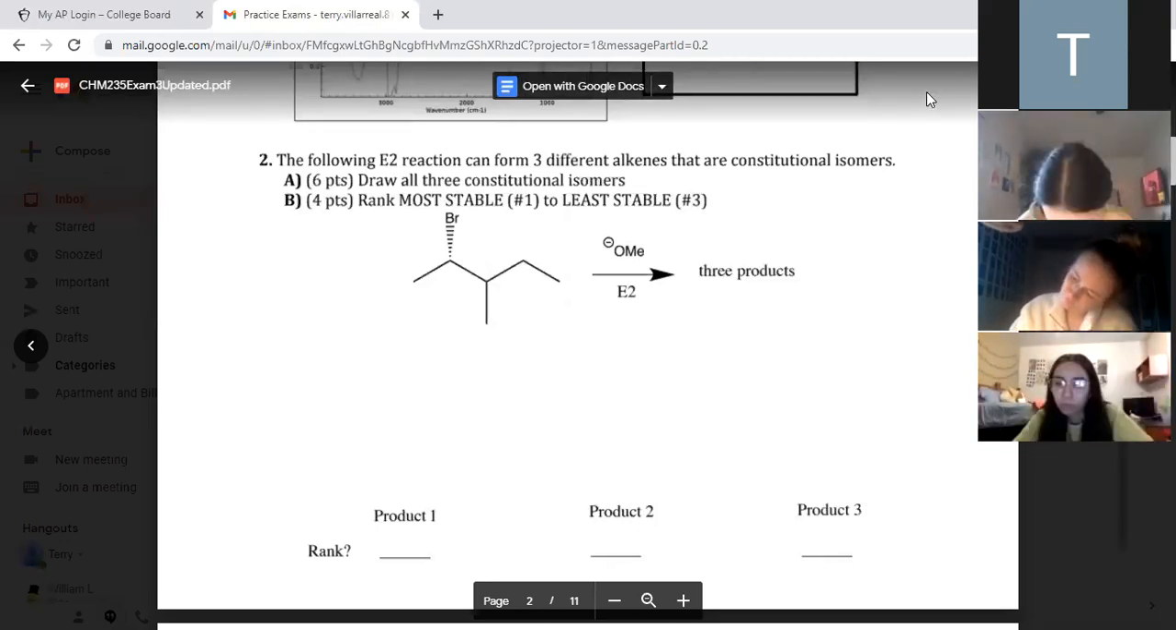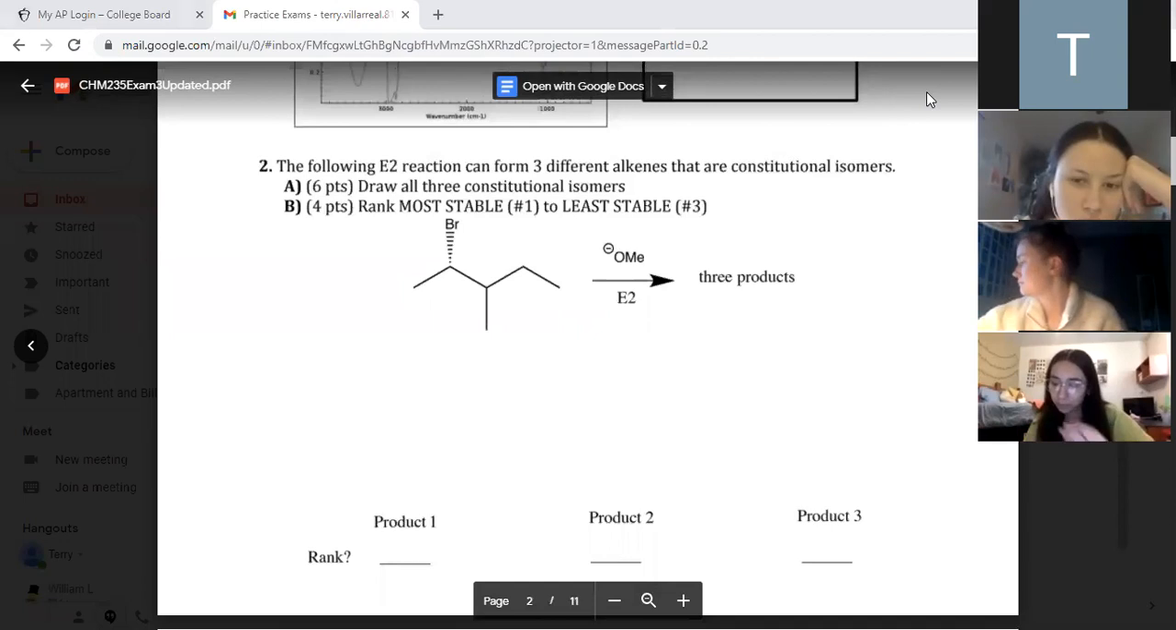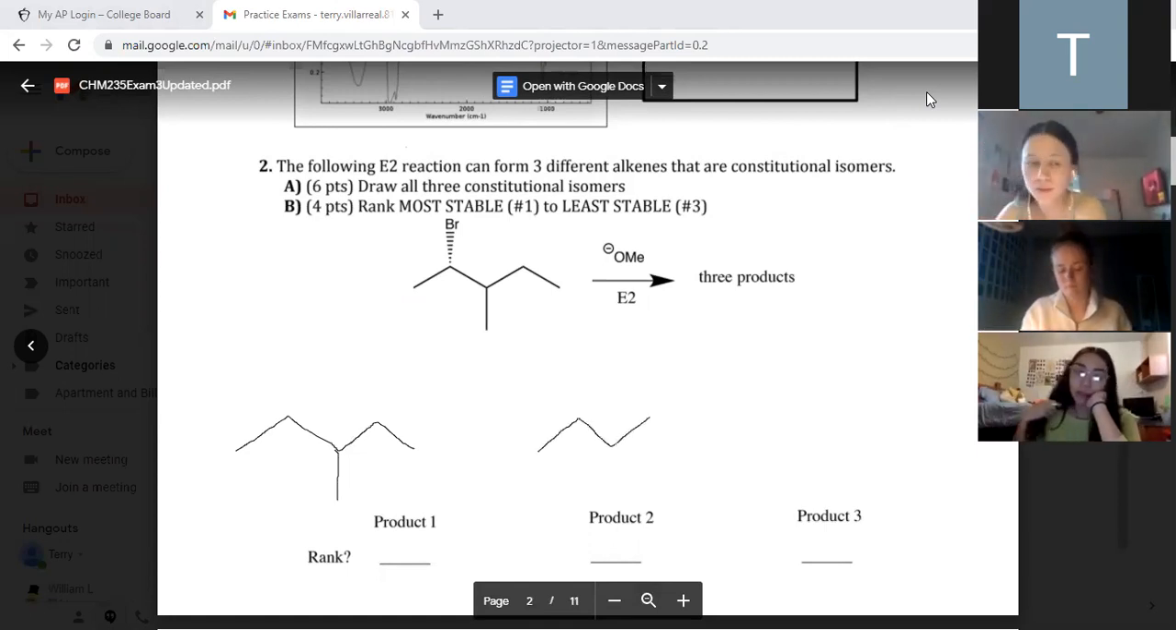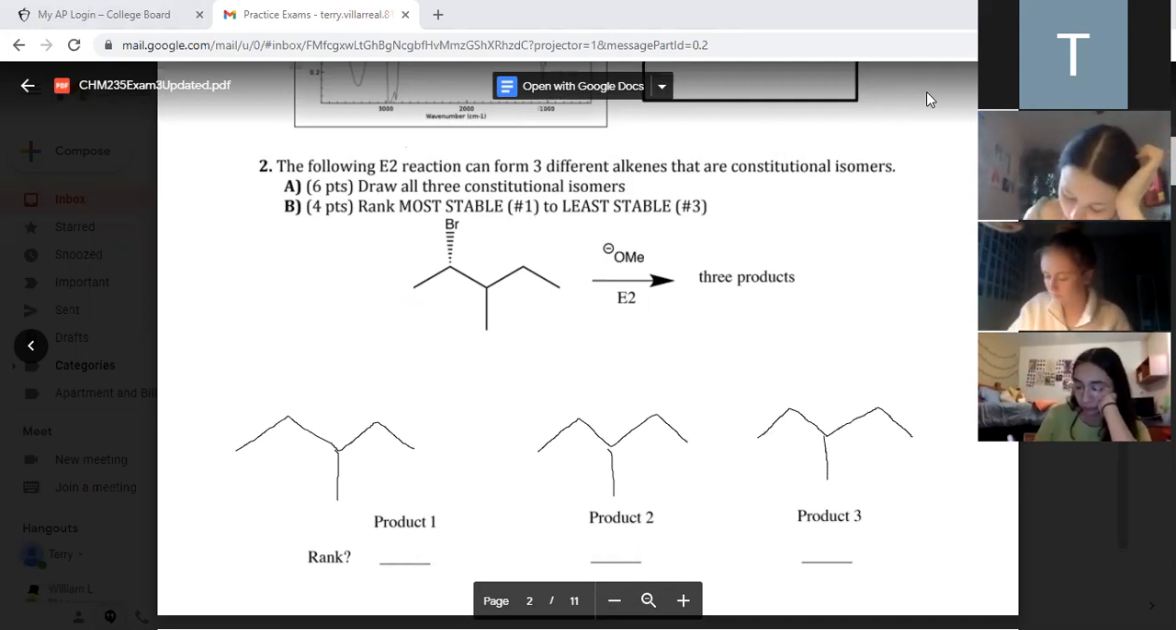Okay, so I will draw the first product that I came up with. Helps if I turn on the drawing tool. So what I can do right off the bat is that I know that when I do eliminations, when I do E2, I don't have rearrangements. I only have rearrangements in E1. So I can draw the skeletal structure for all of them. Actually, this last one's going to be a little bit different.